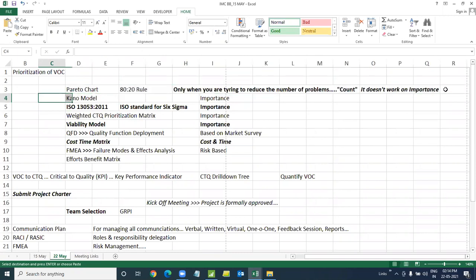Okay, are we good with Pareto for now? Again, we'll learn more about Pareto later. Is that okay for now, everyone? When to use this tool?